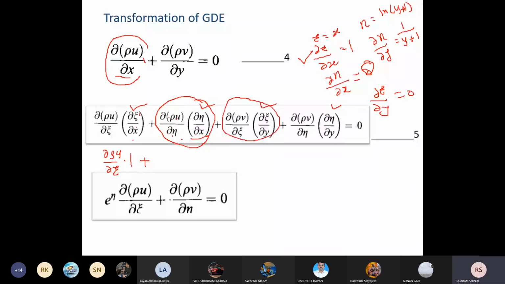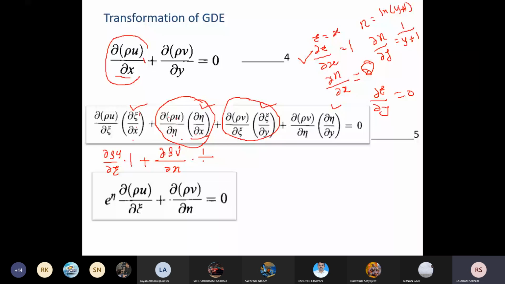And after getting this term 0, you go to the next one, ∂(ρv)/∂η into ∂η/∂y, which is 1 upon y plus 1. Now you go back here.